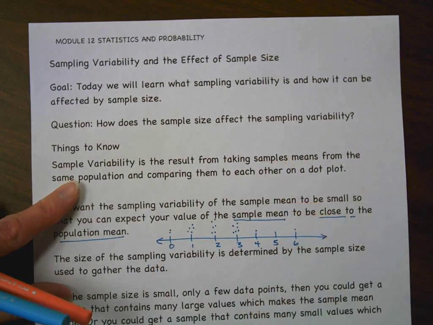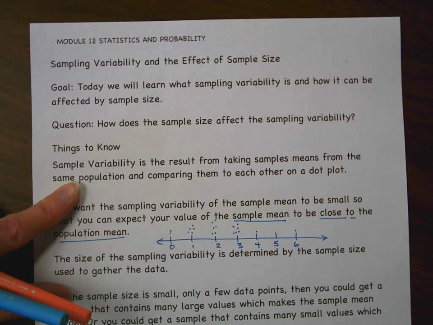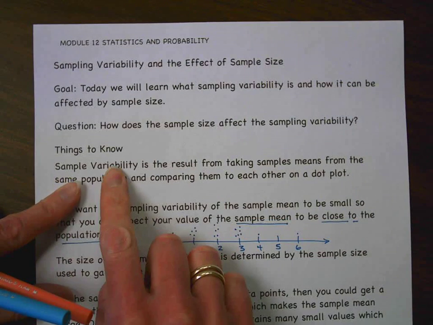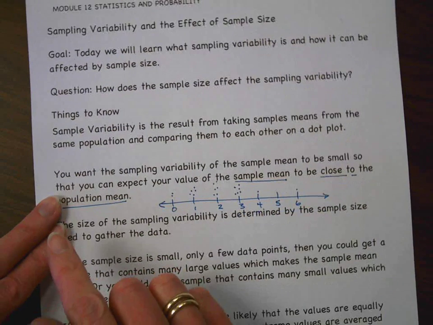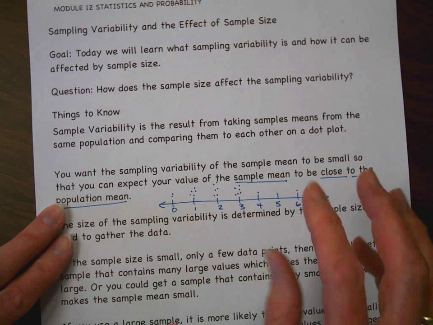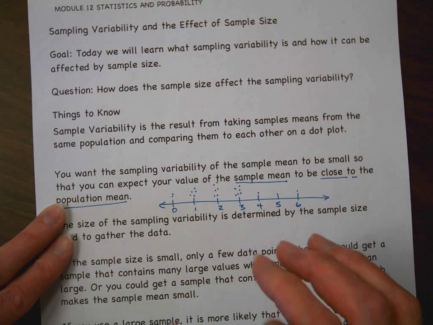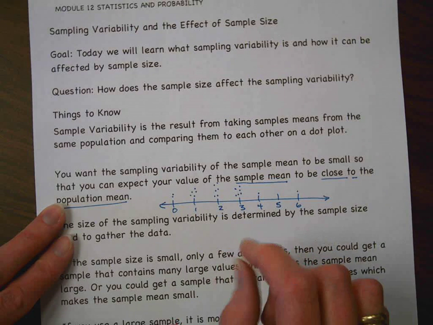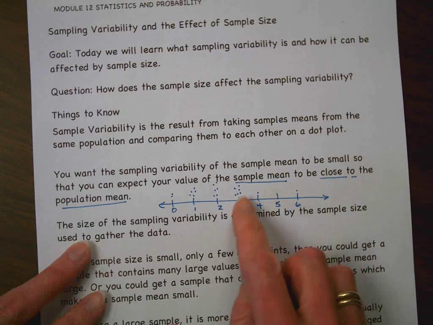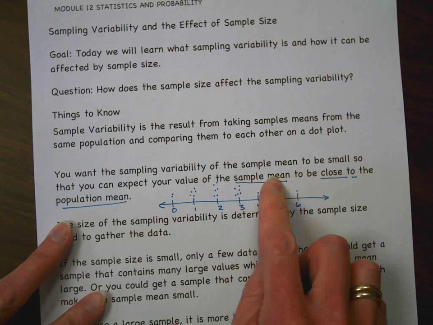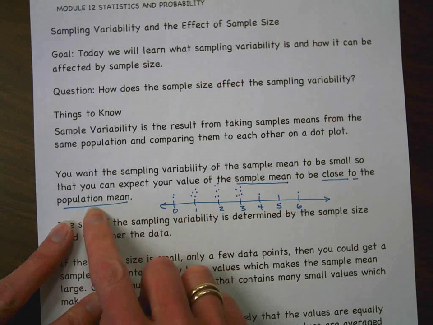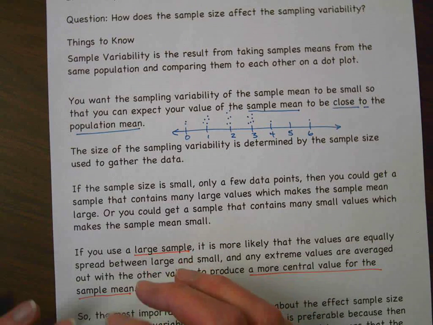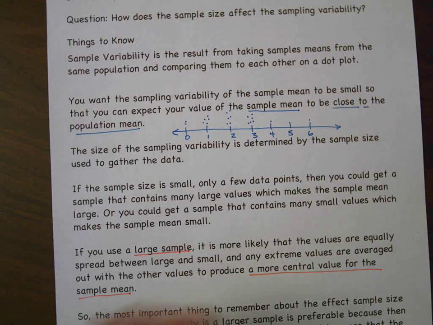You find the mean of your data set, put it on a dot plot along with everybody else's means of their data sets, and then you compare them. That's your sample variability. Then you decide from that sample variability whether it is high variability or low variability, and you want it to be low variability, because if you have low variability, that means you have very little differences, and those very little differences will mean that your sample mean is a true representation of the population mean, which is good.